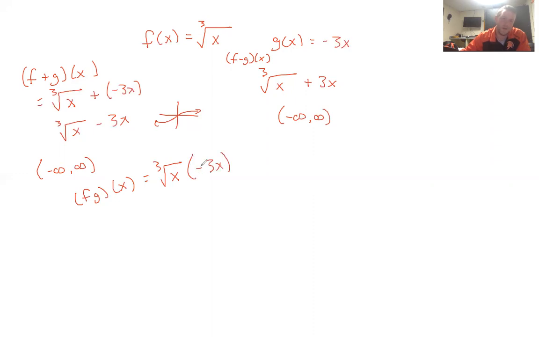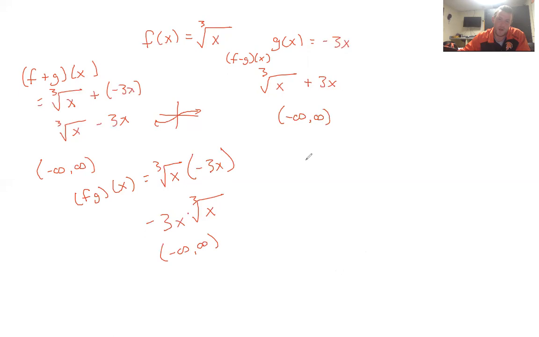The only real simplification you could do is move out the negative. So it'd be negative cube root of x. Let's see. I could move out the 3 too. Okay, so it'd be negative 3x times cube root of x. That's probably how they'd want it. Domain. Again, no fractions, no square roots, negative infinity to infinity.